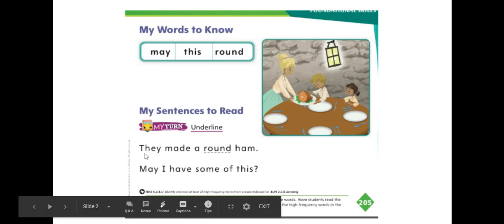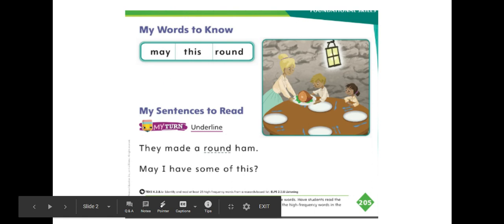First sentence, read with me, point and read. They made a round ham. Notice the sentence has a capital letter and a period. And notice that there's already an underline under the word round. That's the first sight word that we found. The next sentence is, May I have some of this? There's a capital letter in the beginning and a question mark. May is our sight word.